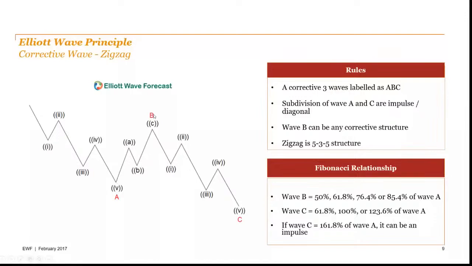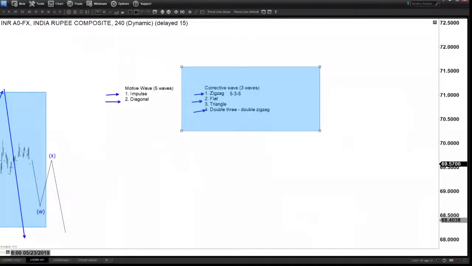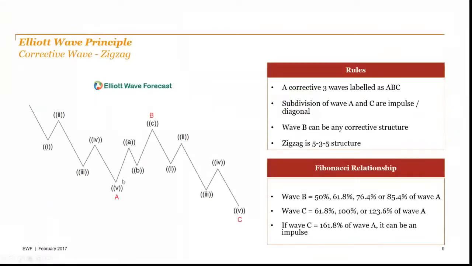So if you go back again to the idea of how many corrective structures there are, that means the subdivision can be a zigzag, can be a flat, it can be a double 3 as well. So that's what it means. In this case, the example is the most simple one. Just call it a zigzag here. All right, so you got a 5, a zigzag 3 waves in the B, and then another 5 waves impulse. So this is impulse, zigzag, impulse, 5, 3, 5. All right.